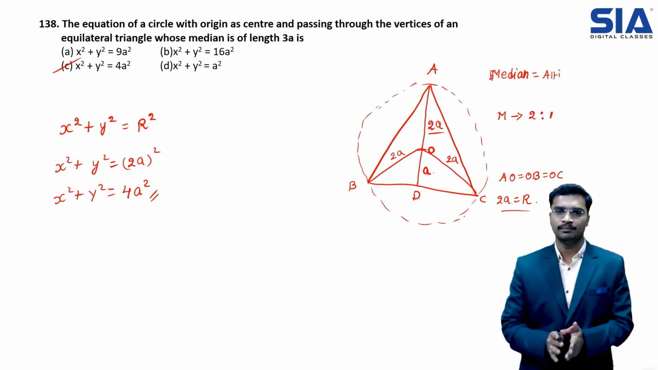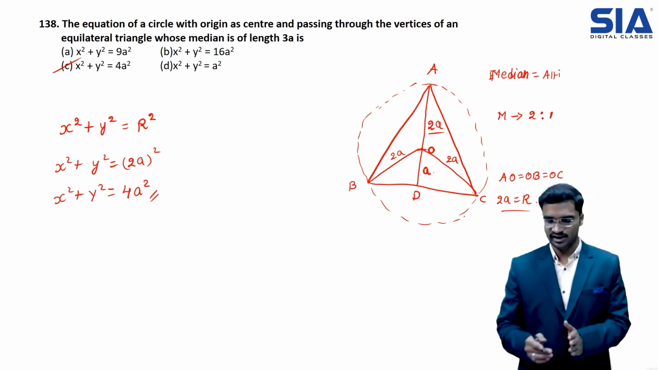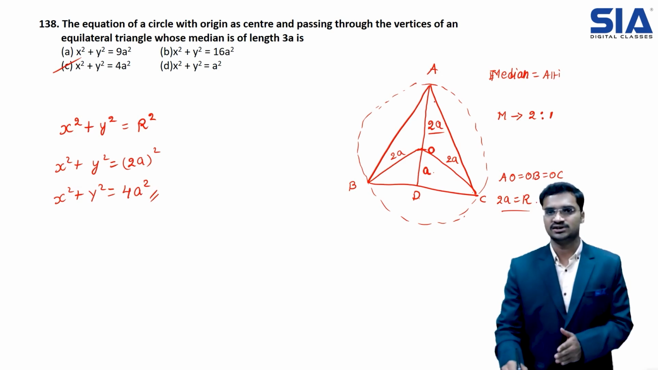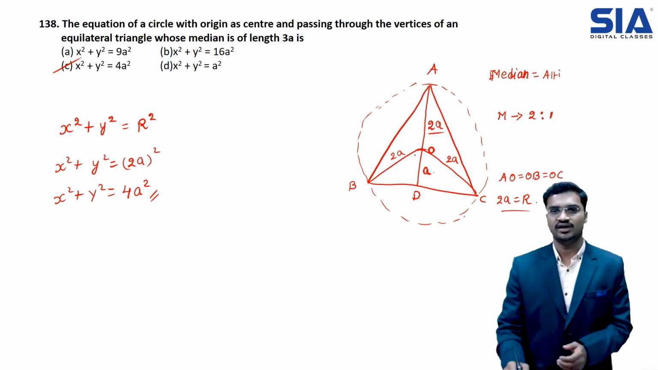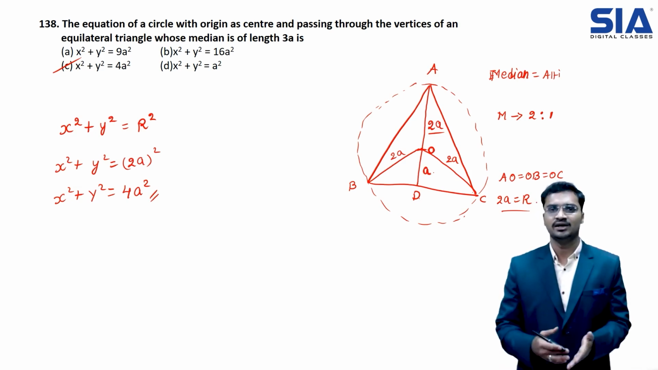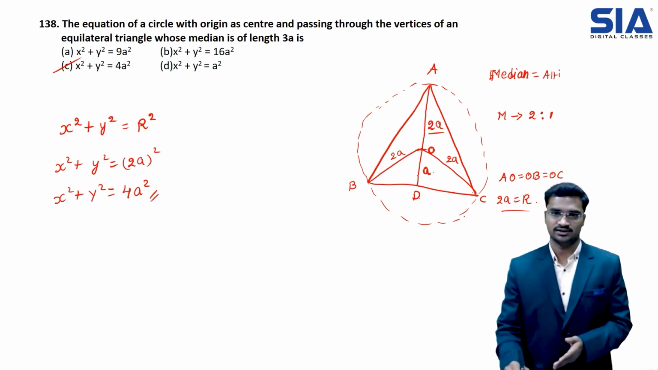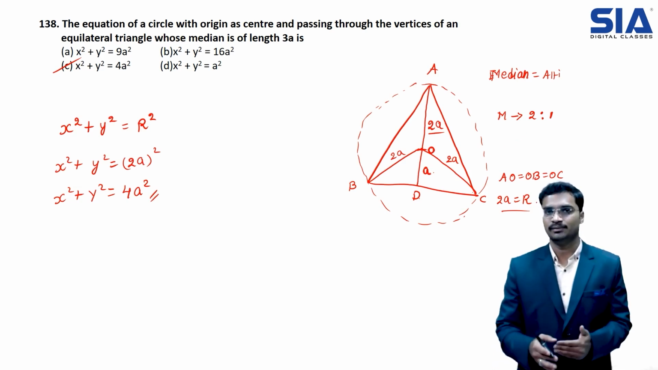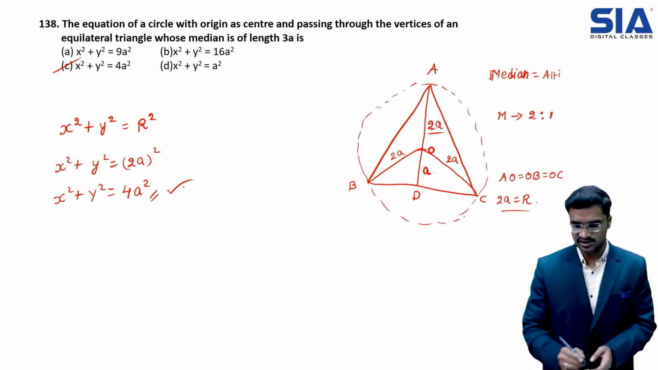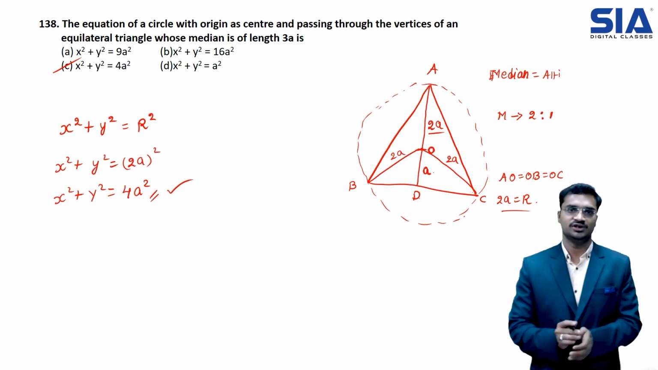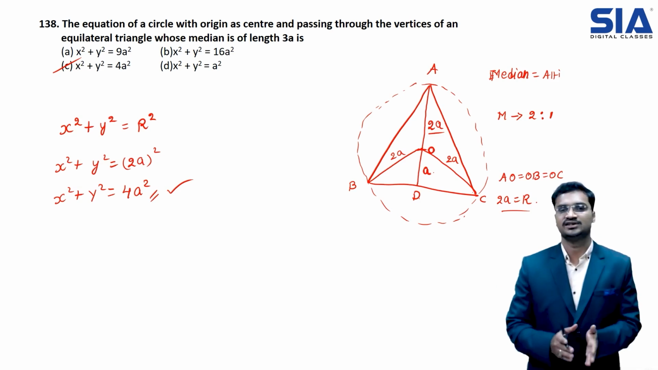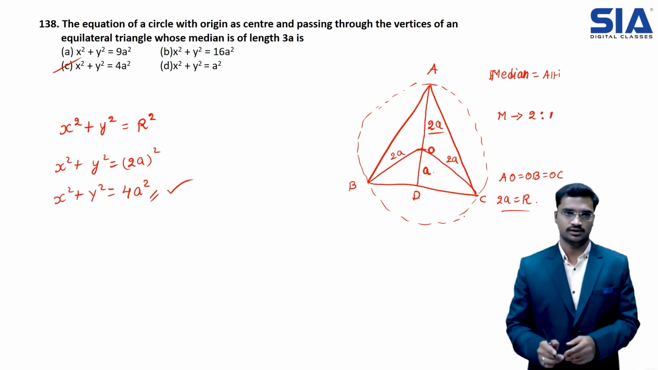Okay, you should remember that a median divides the line in the ratio 2:1. If AO is 2a and OD is a, then we also know that the radius is 2 by 3 times the median. So the value of the radius is 2a, and we substitute this 2a here. Now we are getting x square plus y square equals 4a square.